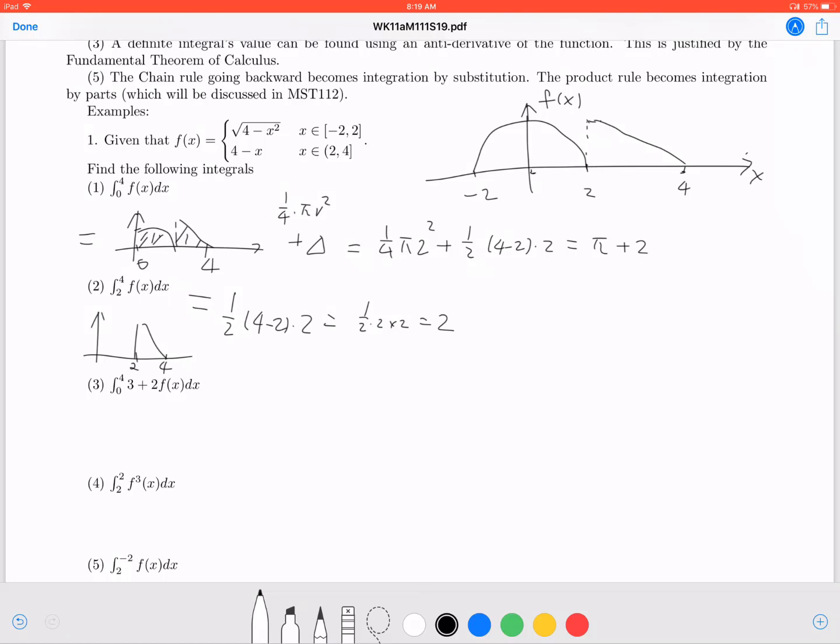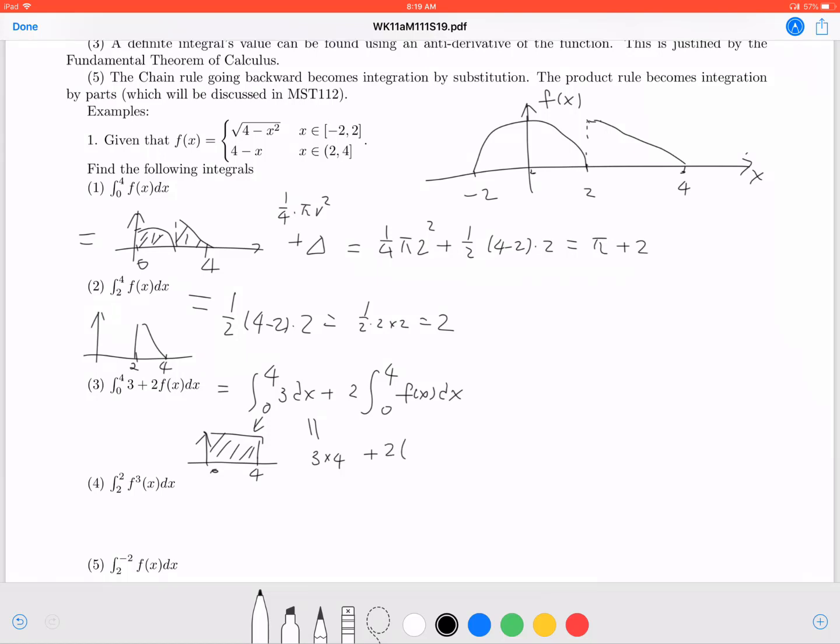Now, number 3 over here involves the so-called linearity. This definite integral is going to be equal to the integral from 0 to 4 of 3 dx, plus 2 times the integral of f of x dx. You can see, just integrate inside, so it's called linearity. Now this one over here is a rectangle. It means that we have 0 and 4, and here we have 3. So this is a rectangle, and this part over here is 3 times 4.